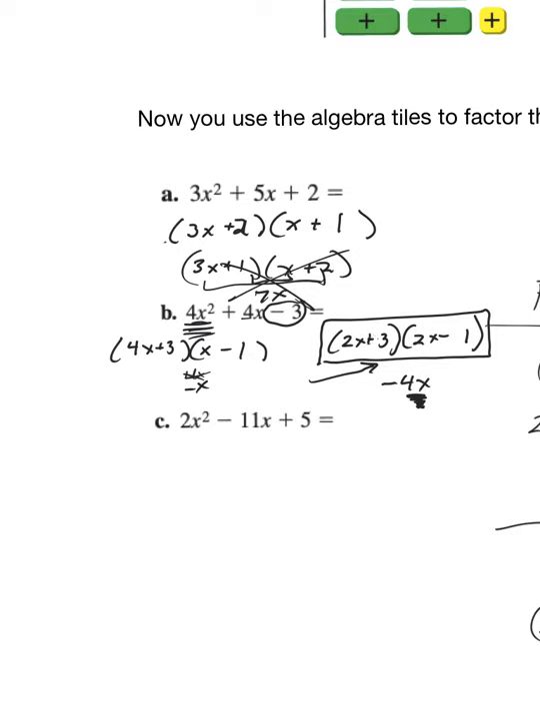And if you check, the outside-inside check is going to be 6x minus 2x for your positive 4x middle term. Okay, let's go to the last one. See if you can do it. If you can do this last one, you're probably in a good place to do the homework.